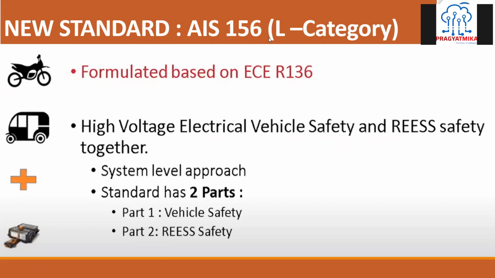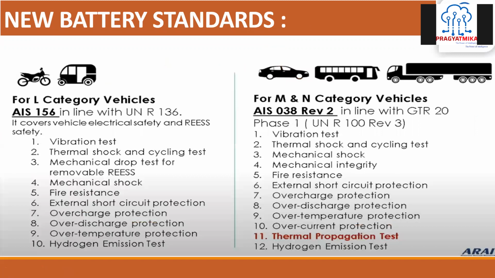It has 2 parts, the vehicle safety and the battery pack safety, that get tested separately, and they are tested again together. So that's what a system level approach is. So many of our manufacturers who were earlier doing the ICAT testing of the battery pack only are now going together with the vehicle and the battery pack for this test under the AIS 156.